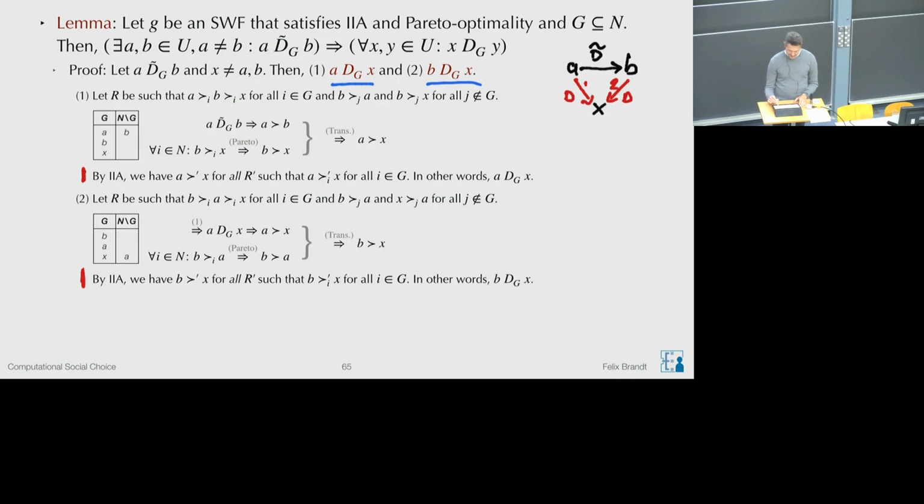Okay, so we have if G is semi-decisive for A against B, we also have that the same group is decisive for A against X and decisive for B against X.